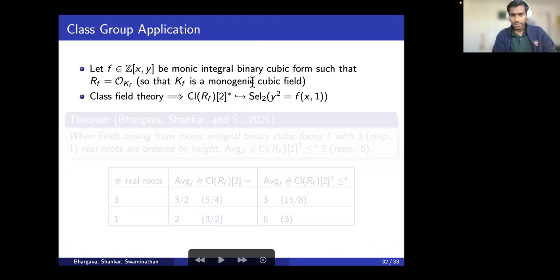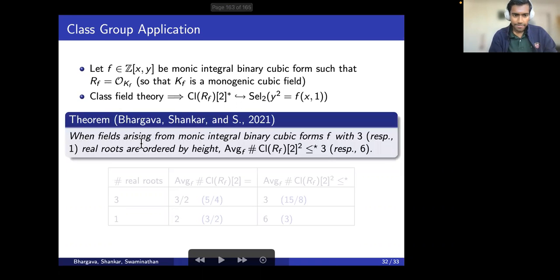And the same method that we use to get the second moment of this two Selmer group will work for this subset corresponding to the dual of the two class group. And so we get the following theorem. When fields arising from monic integral binary cubic forms F with either 3 or 1 real roots are ordered by height, the average size of the second moment of the two class group of RF is at most 3 or 6. And again, we expect equality.